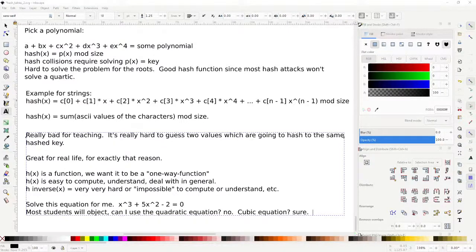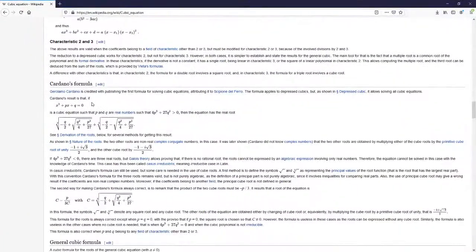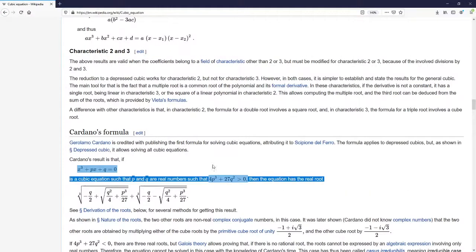For instance, let's see. Where is it? So yeah, here's the cubic. Here's part of the cubic equation. This is what the cubic equation is, right? And so that's not terrible.